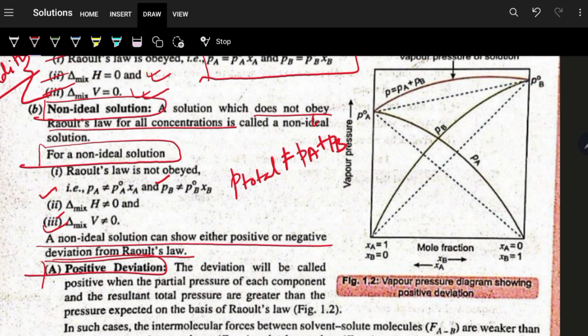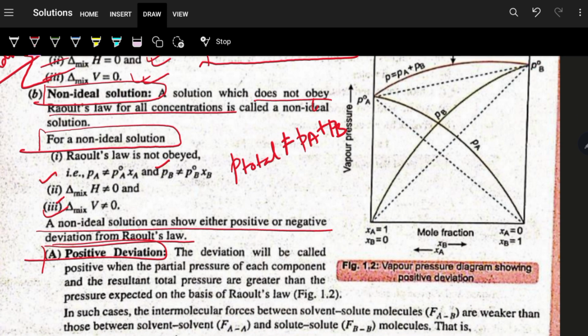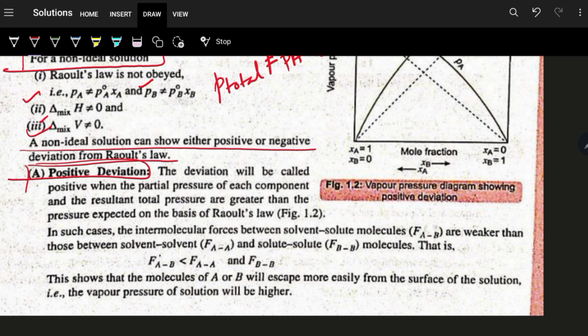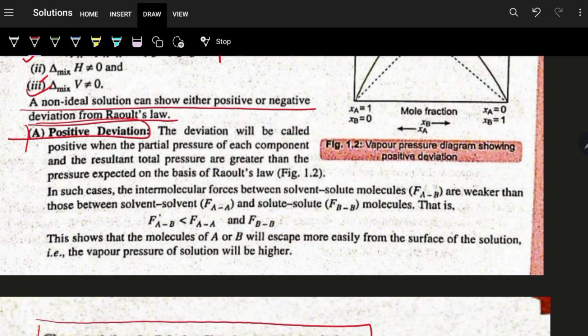If I am telling it is not equal to 0, that means it can be less than 0 or it can be more than 0. That's why not equal to 0. Now a non-ideal solution can show two types of deviations: either a positive deviation from Raoult's law or a negative deviation from Raoult's law.